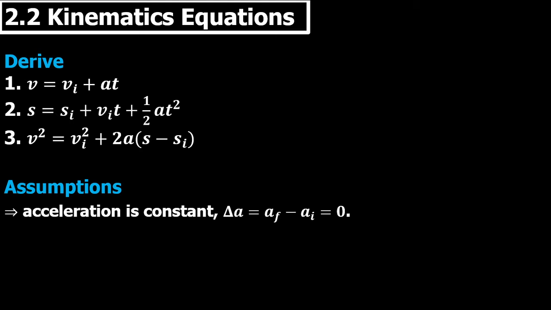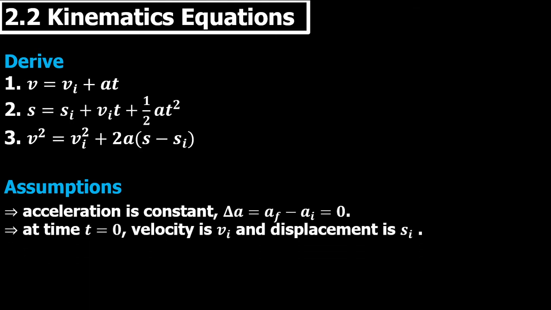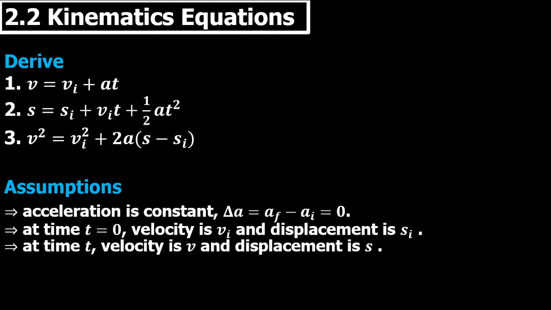The second point of the framework is that at time t equals 0, the velocity is vi and the displacement is si. The third thing to keep in mind is that at time t, going from 0 until t, the velocity is v and the displacement is s. All right, let's begin.